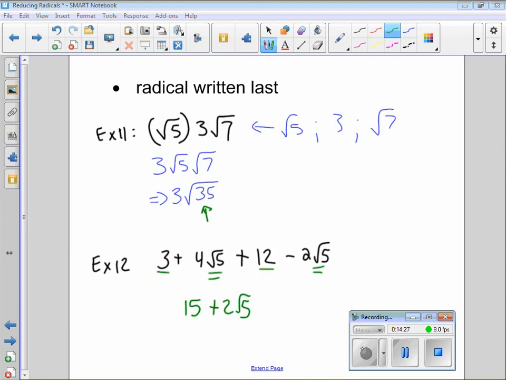All right, so I have 15 plus 2 square roots of 5, right? Easy enough, the 3 and the 12 go together to give me 15. And then 4 square roots of 5 minus 2 square roots of 5, those square roots of 5 being similar, I can take those things and put them together and I get 2 square roots of 5.